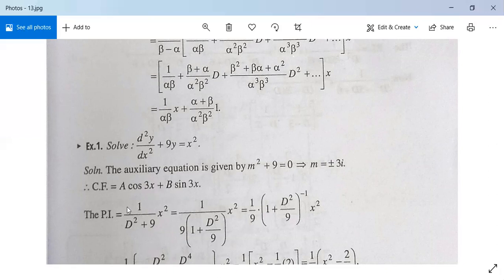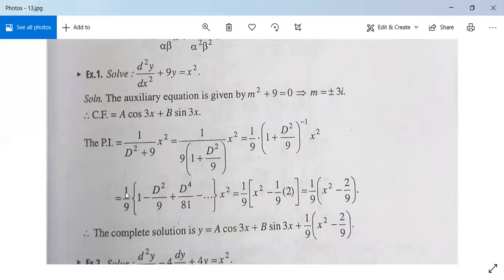Now the particular integral will be 1 upon D square plus 9 operating on x square. So it is equal to 1 upon, take 9 common, 1 upon 9 into (1 plus D square by 9) to the power minus 1 x square. Now we will expand this using binomial expansion. So it is 1 upon 9 within bracket (1 minus D square by 9 plus D to the power 4 by 81 minus and so on) over x square.